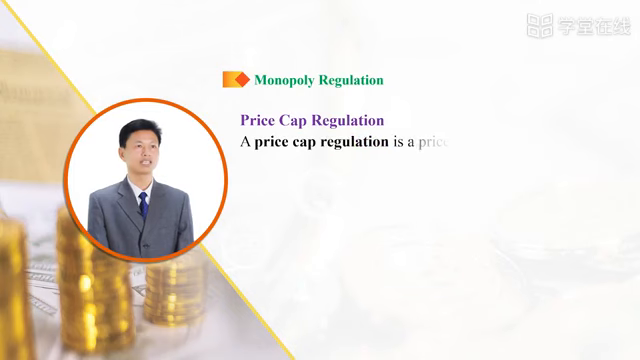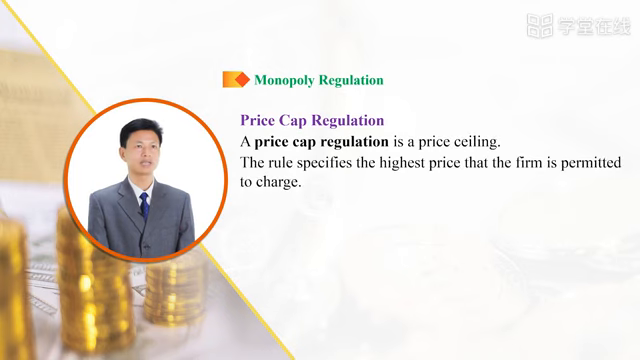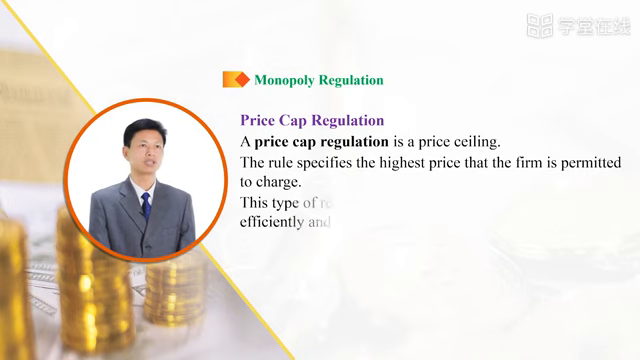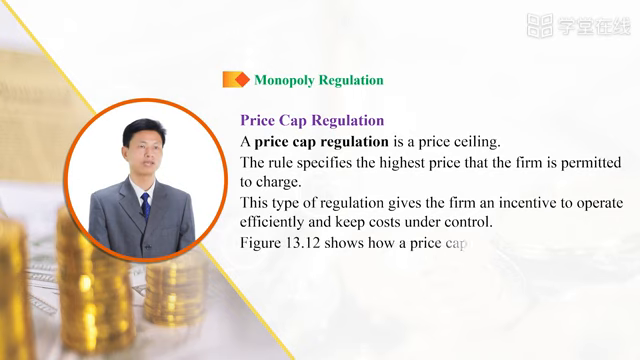For the reasons we have just examined, rate of return regulation is increasingly being replaced by price cap regulation. A price cap regulation is a price ceiling, a rule that specifies the highest price the firm is permitted to set. This type of regulation gives the firm an incentive to operate efficiently and keep costs under control. Price cap regulation has become common for the electricity and telecommunications industries, and is replacing rate of return regulation.